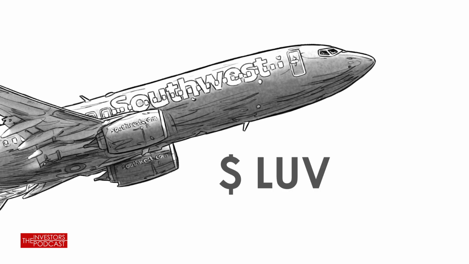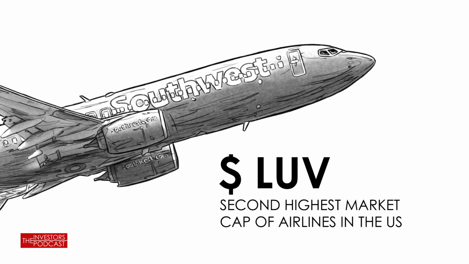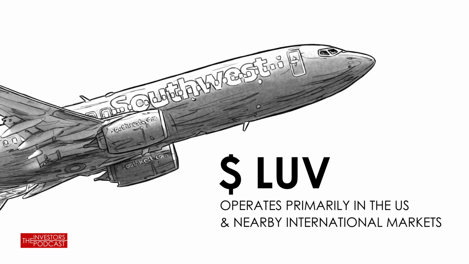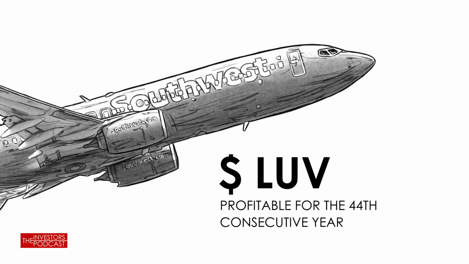The stock ticker is LUV. And after Delta Airlines, it has the second highest market cap of airlines in the US. Southwest Airlines operates primarily in the United States and in nearby international markets. And for the 44th consecutive year, the company has been profitable. That is just unheard of in the airline business.